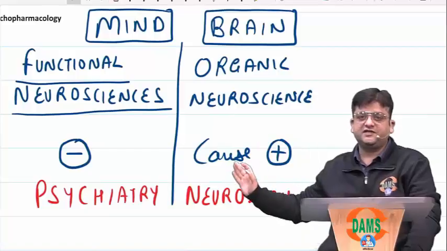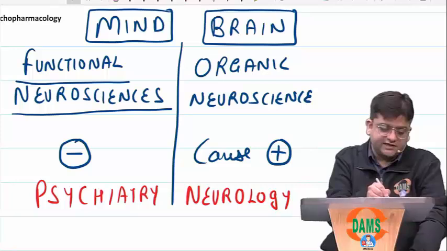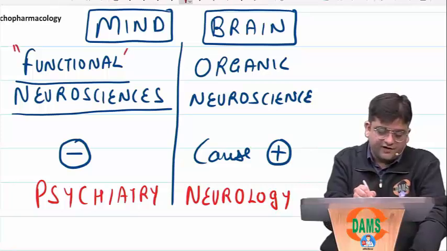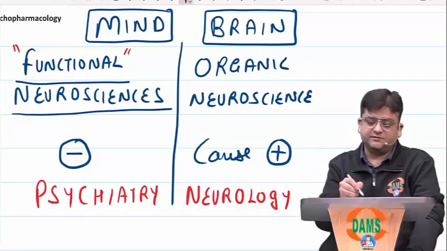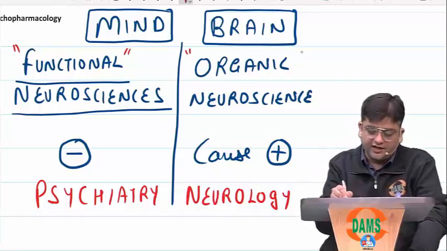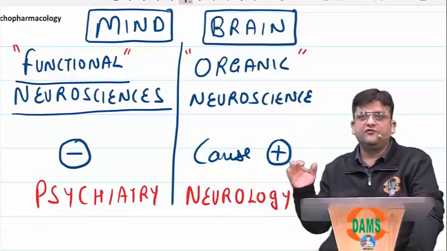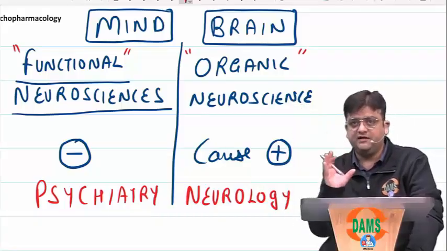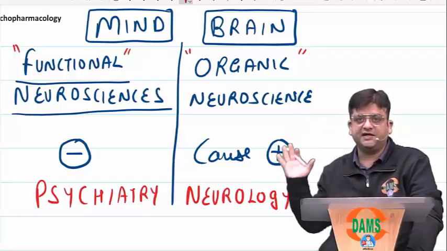What is the difference between neurology and psychiatry? Whenever somebody uses the word functional, that means psychiatry. Whenever somebody uses the word organic, that means neurology. Functional means mind. Mind is the functional part. Brain is the anatomical part.